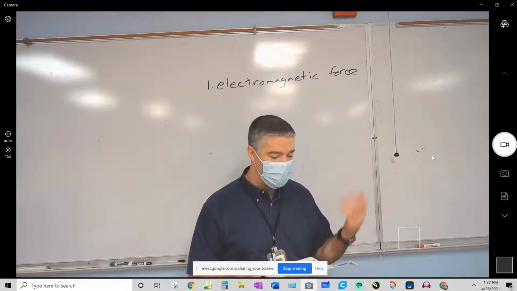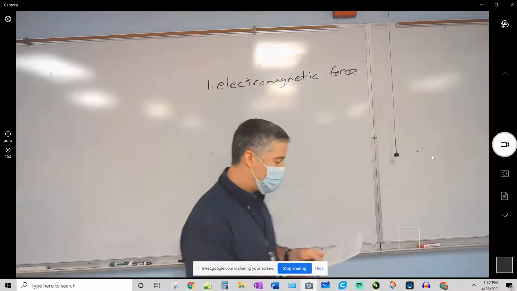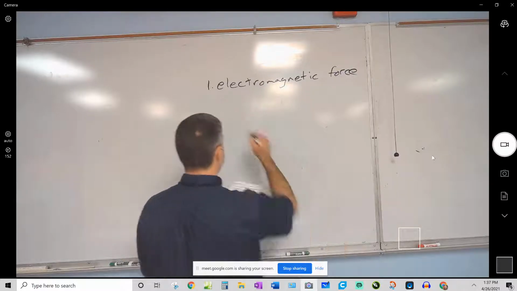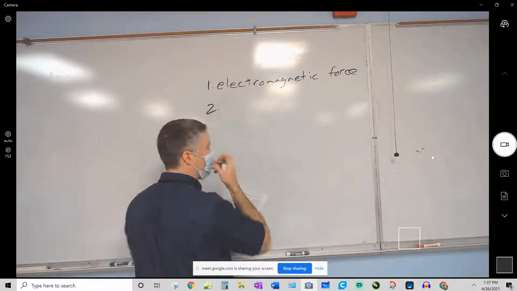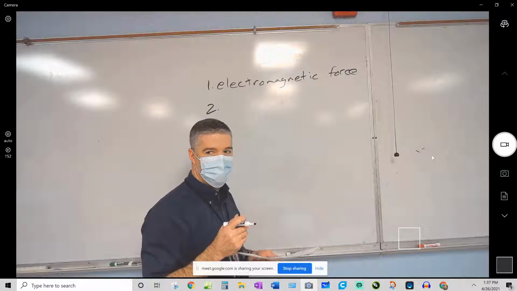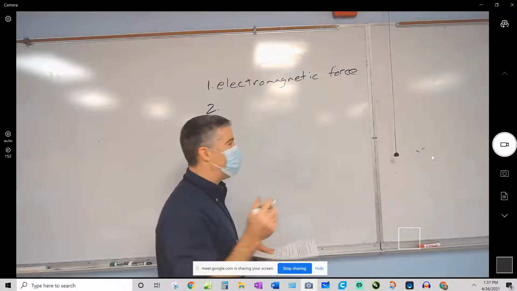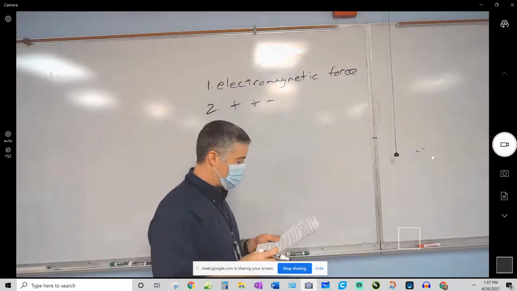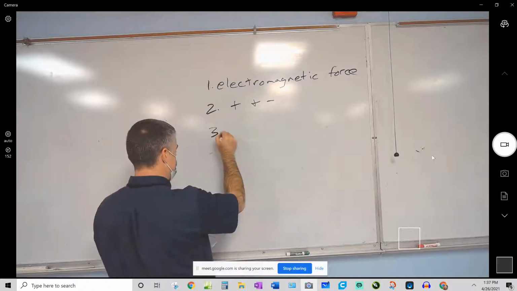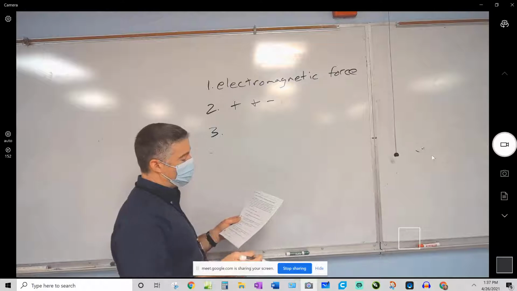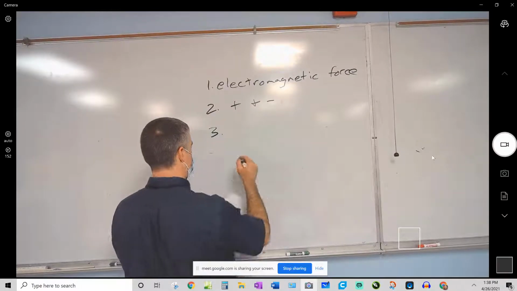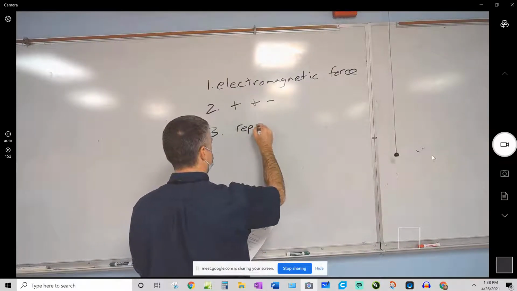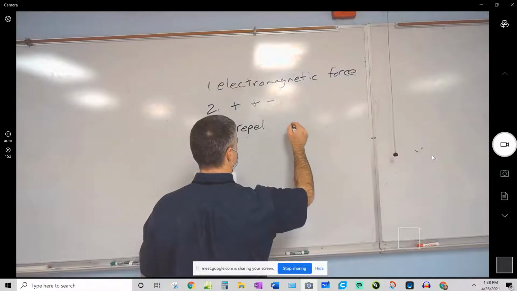The rest of that paragraph I think I can just skip. The two types of charges, this is very straightforward. So straightforward you probably wouldn't even guess it, but what do you think? Negative and positive. Plus and minus. Two types of charges. And we've already been over this. Like charges do one thing, unlike charges do another thing. So like charges repel, and unlike charges attract.